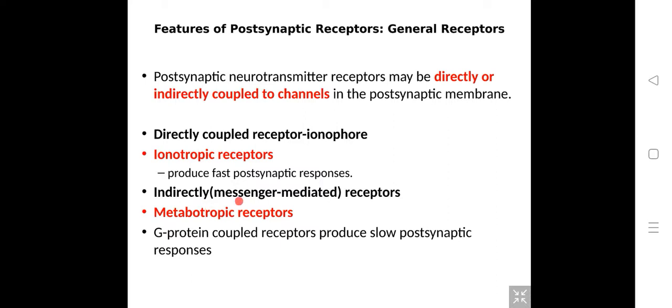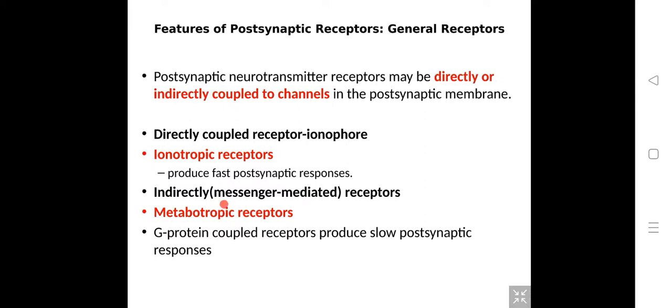Then you have the indirectly coupled receptors, and these are indirect because there is a second messenger which is released following binding of the receptor with the ligand, and they are called the metabotropic receptors. And this is in the category of G protein coupled receptors, and these produce slow postsynaptic responses. Why? Because of the indirect mechanism. It has to go through a messenger.